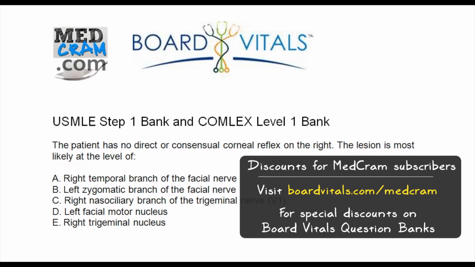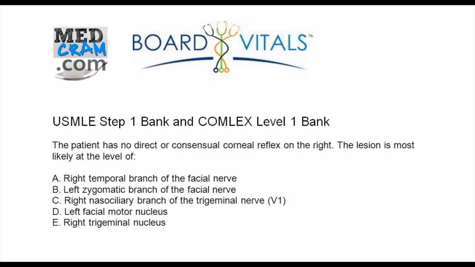So the question is, the patient has no direct or consensual corneal reflex on the right. The lesion is most likely at the level of: A, the right temporal branch of the facial nerve, B, the left zygomatic branch of the facial nerve, C, the right nasociliary branch of the trigeminal nerve, D, the left facial motor nucleus, or E, finally, the right trigeminal nucleus. So let's go over this and try to come up with what they're trying to test you here.